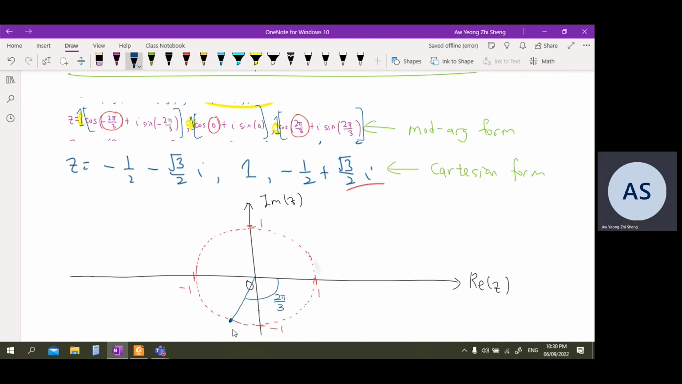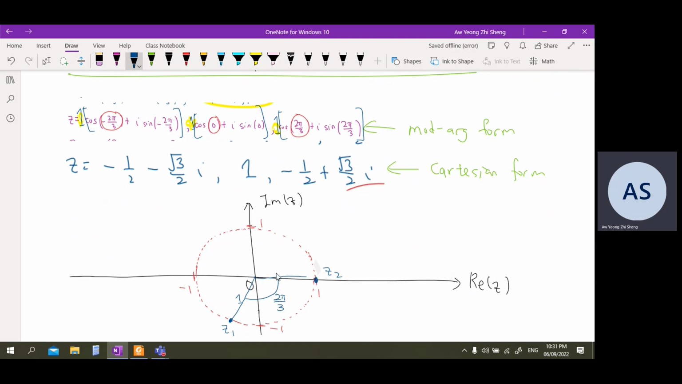Okay, so this point, let's call it Z1. Z1 is a distance of 1 unit away from the origin, and it is at an angle of minus 2 pi over 3, measured from the positive real direction. Then what about my second solution? My second solution has modulus of 1 and argument of 0. So it will be this point here, which I label as Z2. Right, that's my second solution.